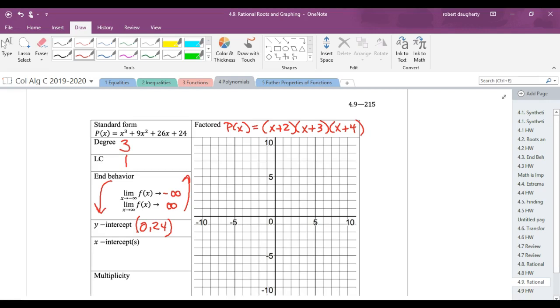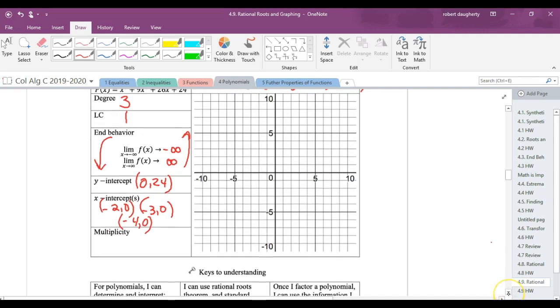What are the x-intercepts? Negative 2, 0; negative 3, 0; negative 4, 0. Is there any multiplicity here? No. So I'm going to cross at each of these points. And there we go.